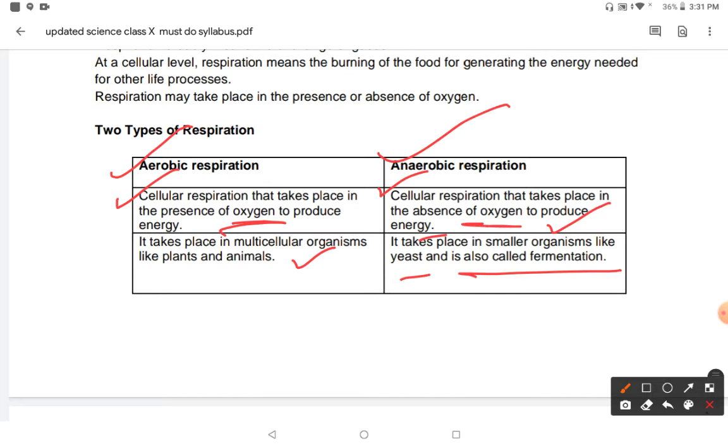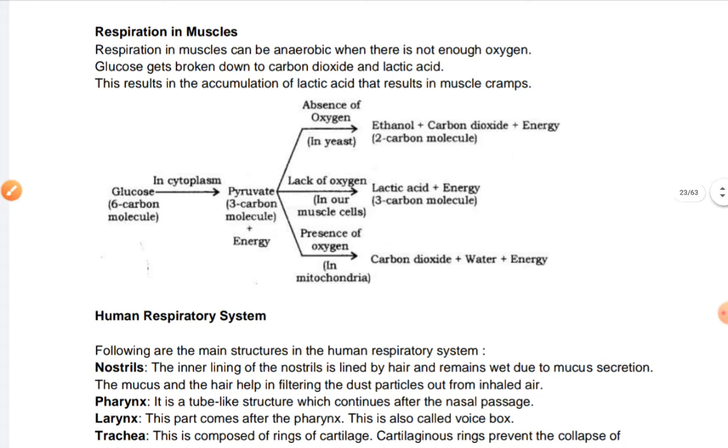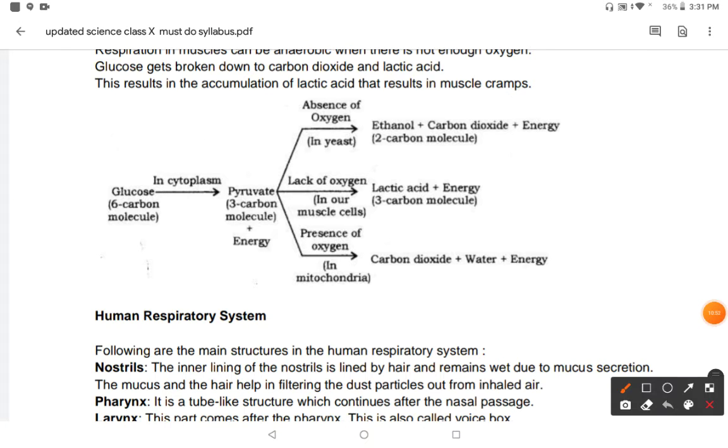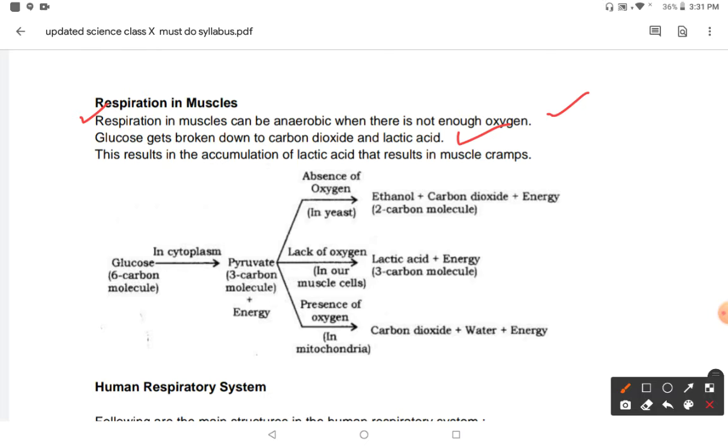That process is called fermentation, in which sugar is converted into alcohol. Now, respiration in the muscles of human beings: how does it affect our body, and how is this process carried out? Respiration in muscles can be anaerobic when there is not enough oxygen. Glucose gets broken down to carbon dioxide and lactic acid, and this results in the accumulation of lactic acid that results in muscle cramps.